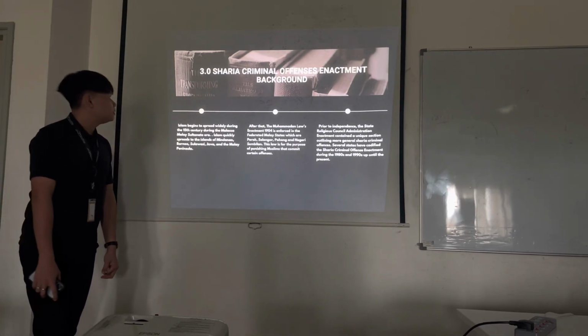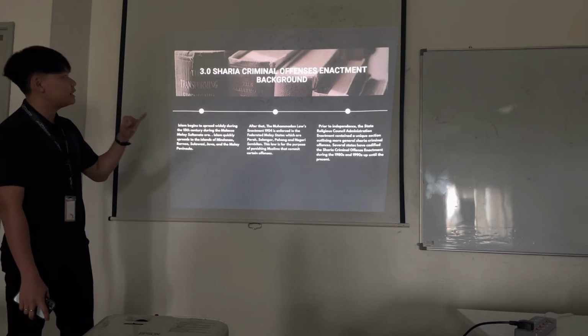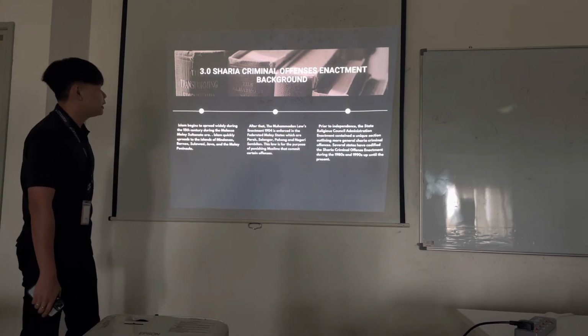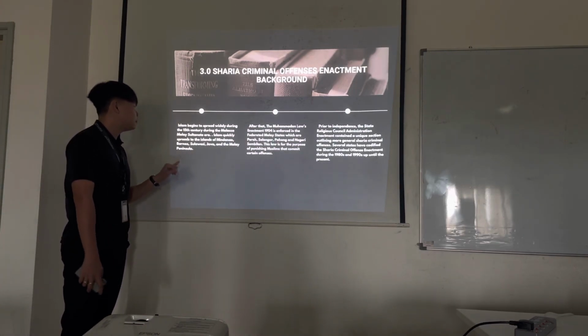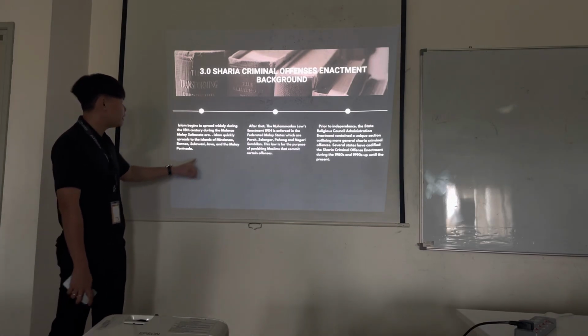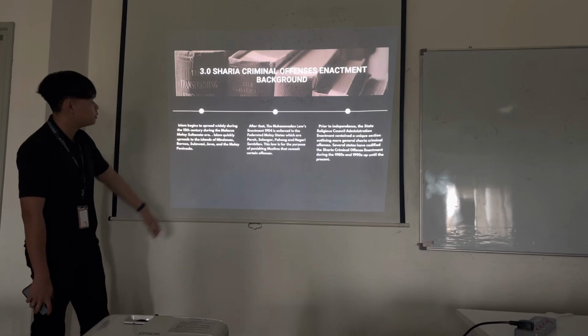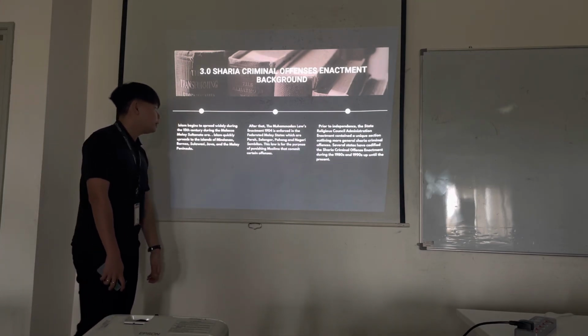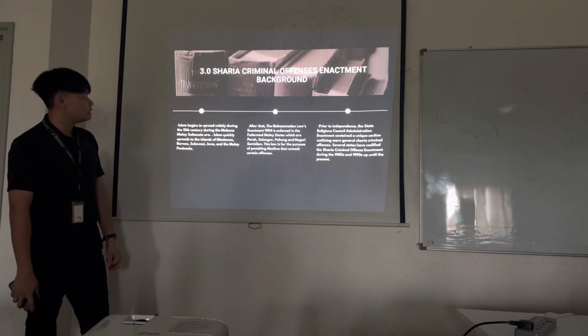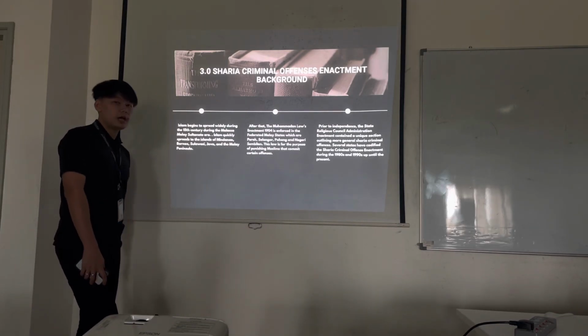So, 3.0 Sharia criminal offence enactment background. The first one, Islam began to spread widely during the 15th century during the Malacca Malay Sultanate era. Islam quickly spread to the islands of Mindanao, Borneo, Sulawesi, Java, and the Malay Peninsula.